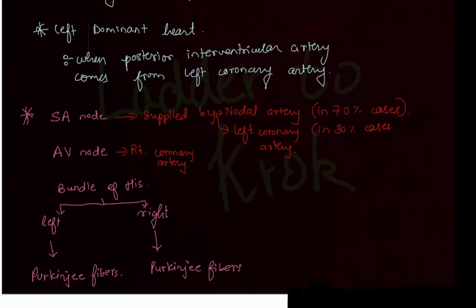The right branch of the bundle of His is supplied by the left coronary artery, and the left branch is supplied by the right coronary artery. So the coronary artery is opposite to the branch. Purkinje fibers are also supplied by the right coronary artery.